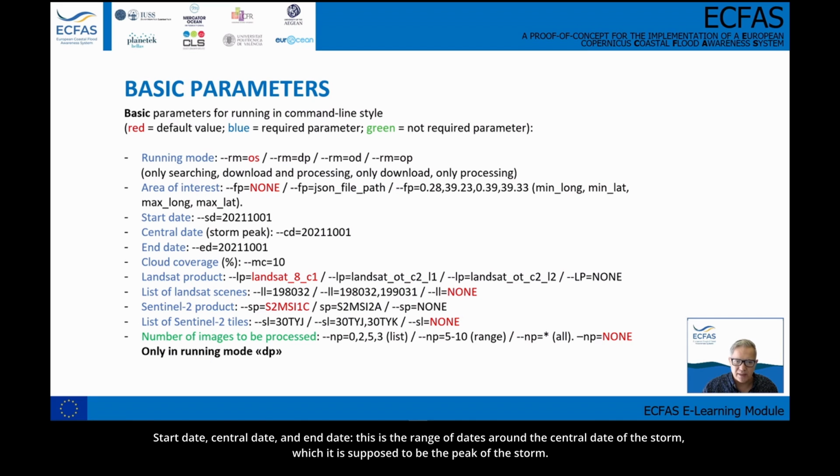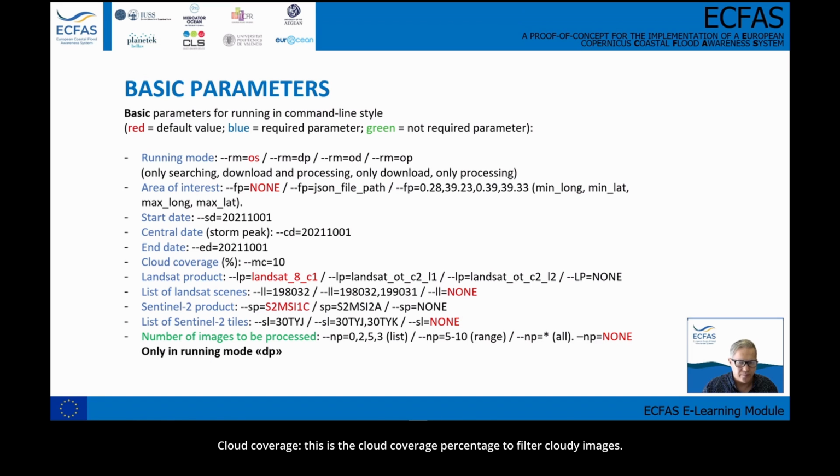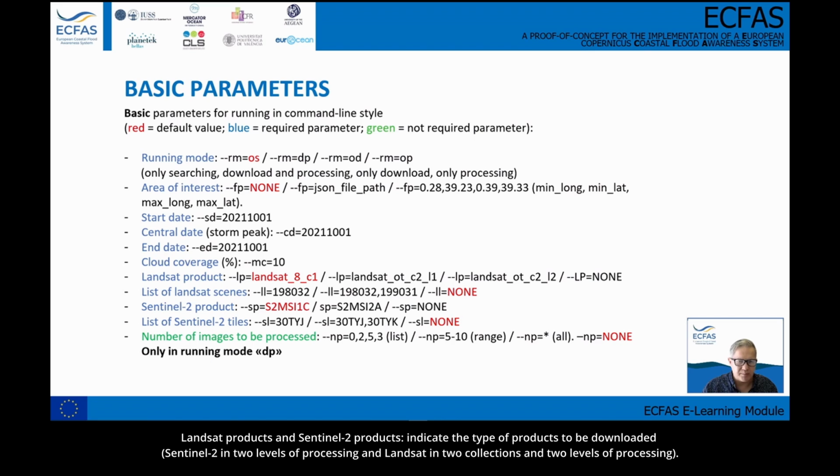This is the range of dates around the central date of the storm, which is supposed to be the peak of the storm. Cloud coverage. This is cloud coverage percentage to filter cloudy images. Landsat products and Sentinel-2 products indicate the type of products to be downloaded, Sentinel-2 in 2 levels of processing and Landsat in 2 collections and 2 levels of processing. List of Sentinel-2 and Landsat scenes. List of scenes to be downloaded. This parameter will be used only if the parameter area of interest is set to none.